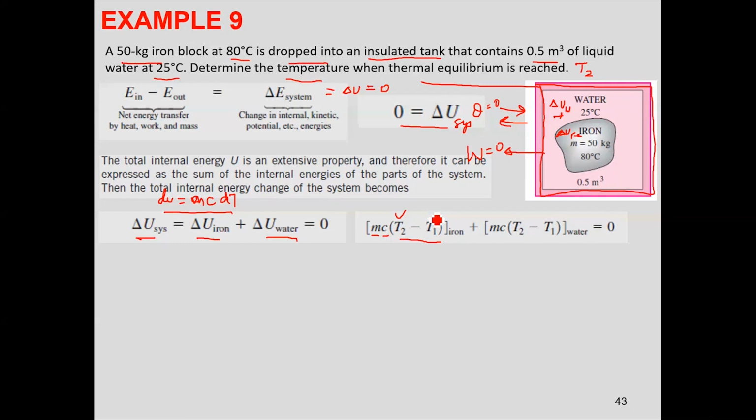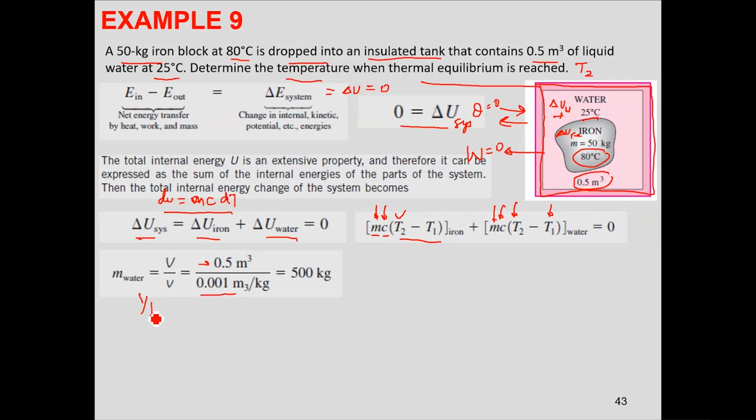T2 is the final equilibrium temperature. T1 of iron is 80 degrees centigrade. Mass of iron is known to you. C value you can find out from the tables. Similarly, mass of water you can find out from the volume and density of water, known density of water. C you can find out from the tables. T1 is given to you as 25 degrees centigrade and T2 is the same final temperature. For the mass value, you can divide the volume by the specific volume, which is 1 over density of water, or 1 over 1000 kg per meter cube. This would give you the mass of water as 500 kgs.